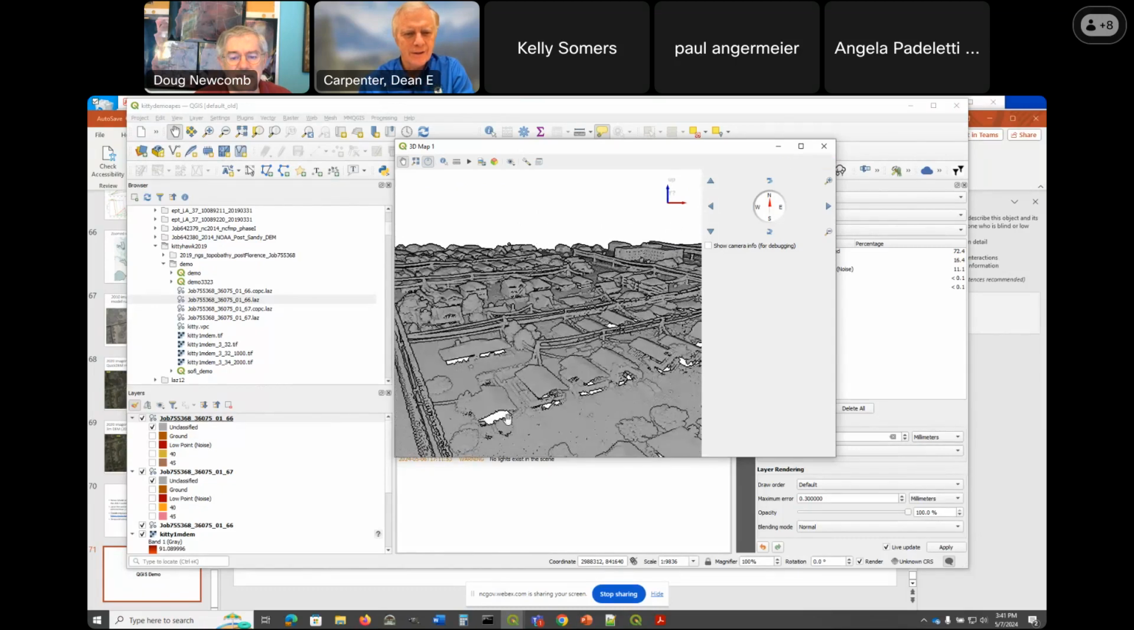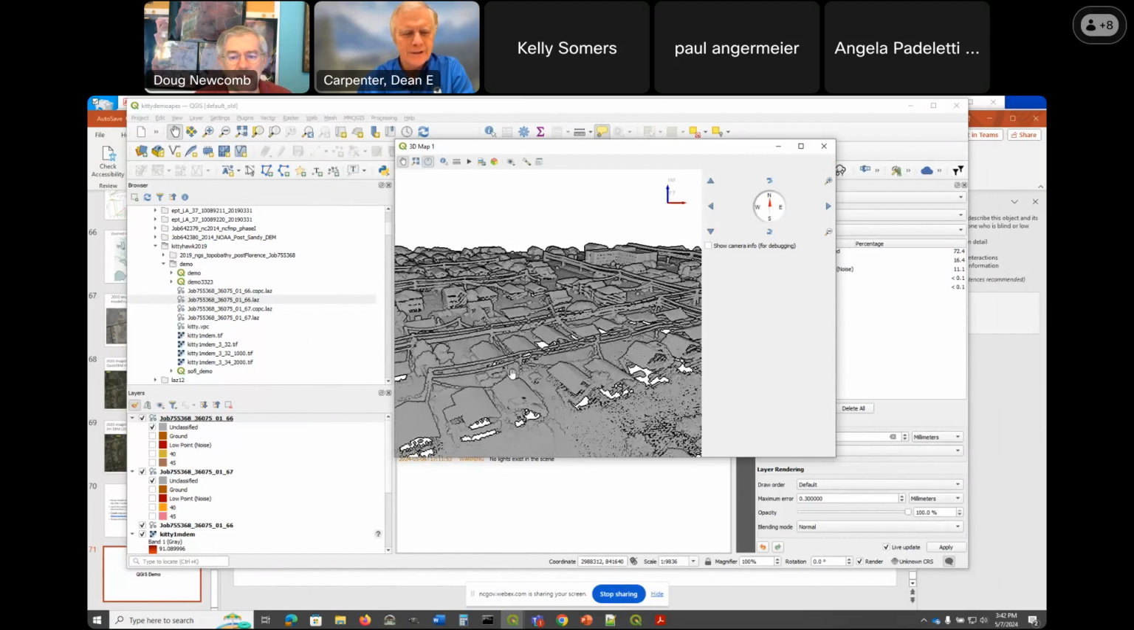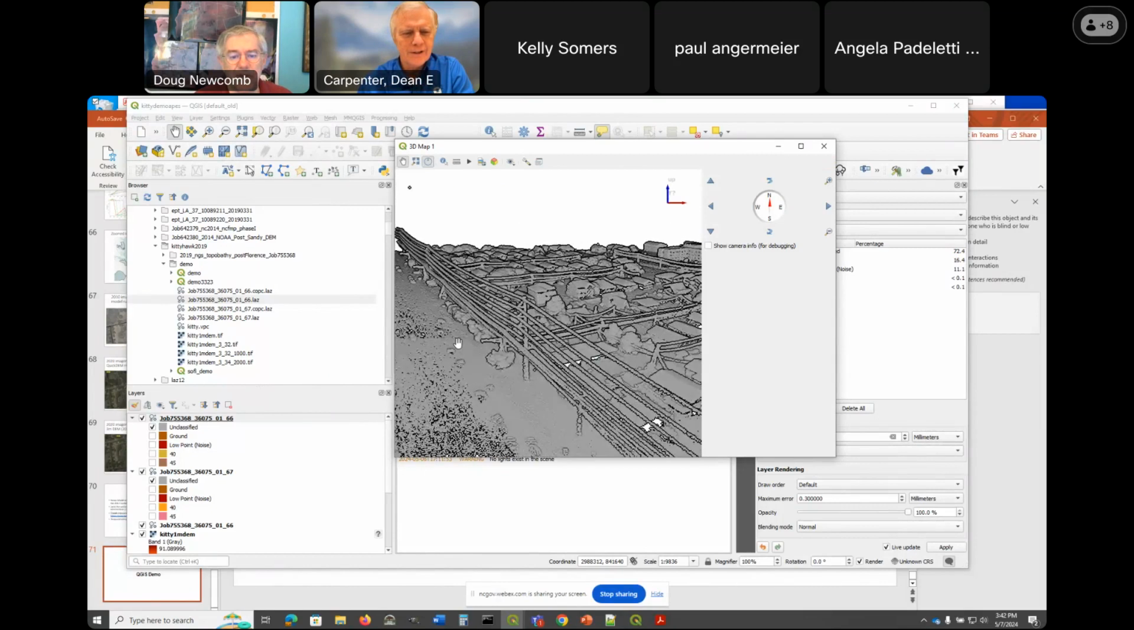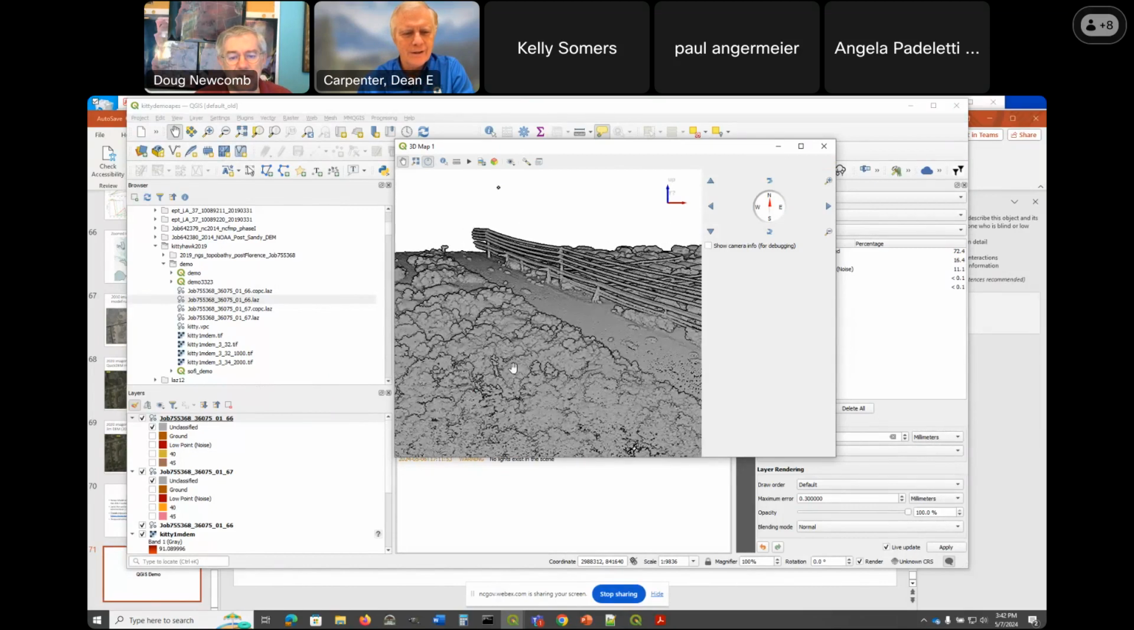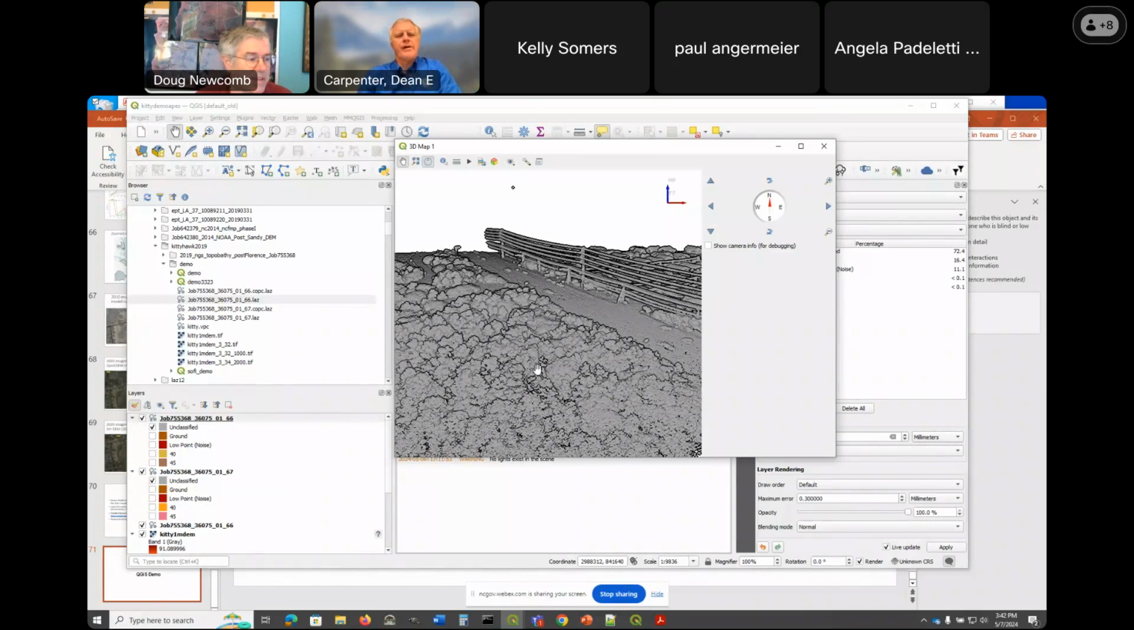You can see some gaps in here where you're looking through the data. I don't have the ground points in there, and there are no ground points under these houses. So that kind of gives you a little bit of eye candy of how you can display the LiDAR data directly from the LAZ files in QGIS.